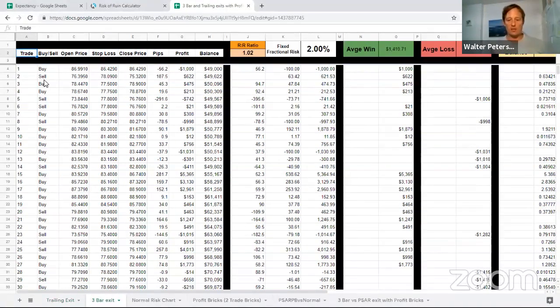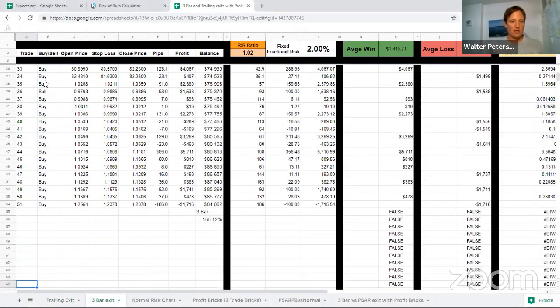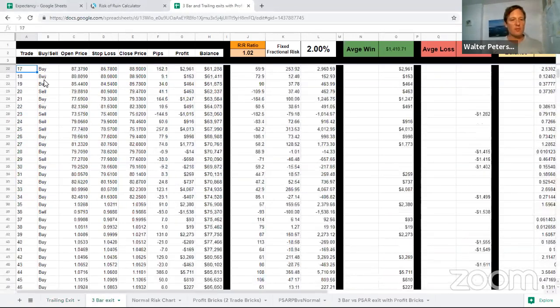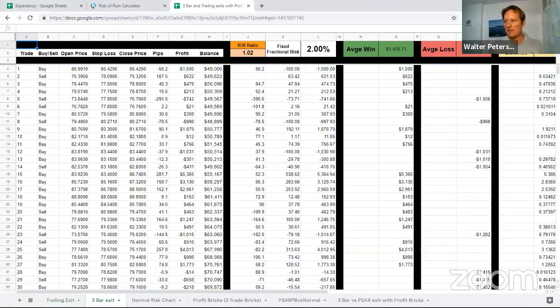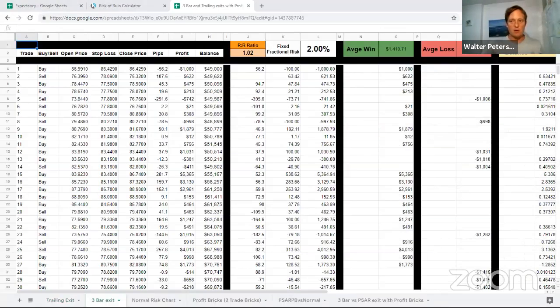Then we went through Forex Tester and after 51 trades, it was up 68%, essentially at 84,000. And this was using the 3-bar exit. This is the same 3-bar exit that I talk about in the book Naked Forex. It's available at any bookstore that has trading books. Here it is right here. This is the book Naked Forex. I wrote about the 3-bar exit in the book, and I really like the 3-bar exit.